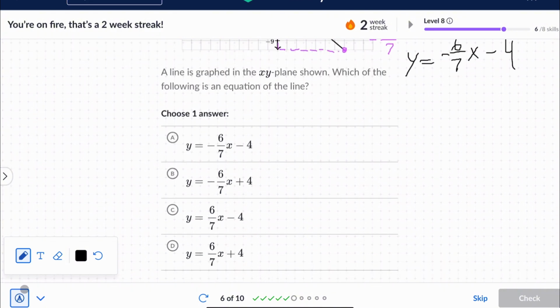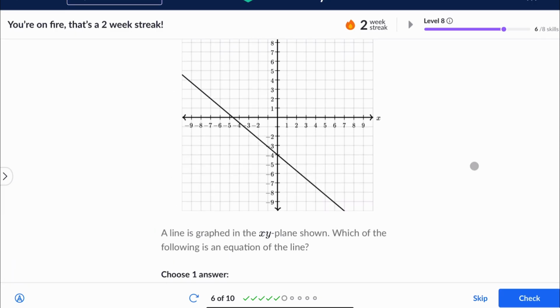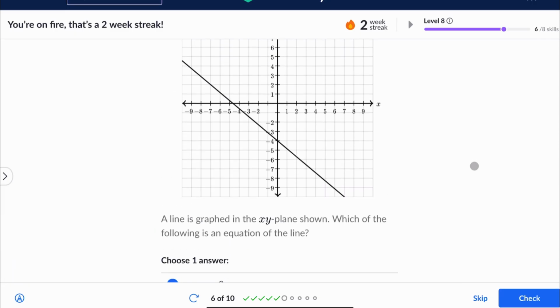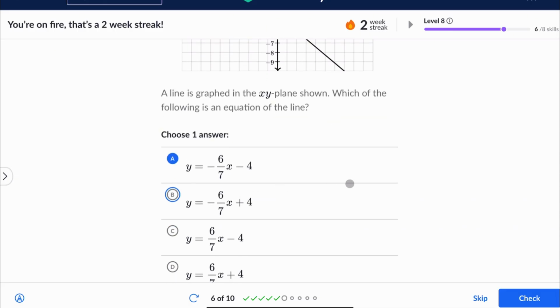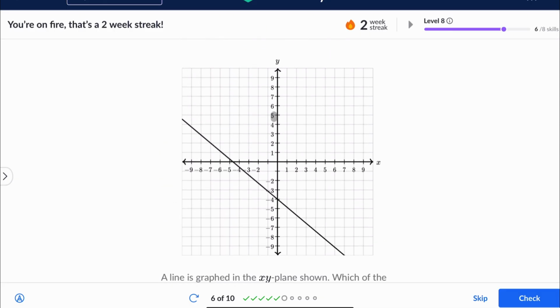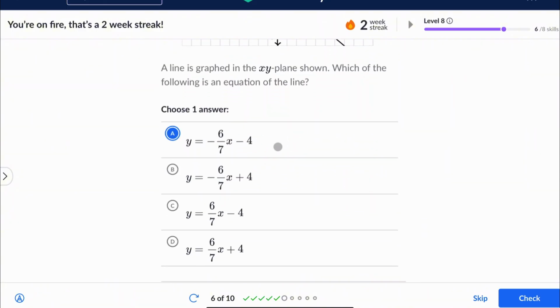That should be A. But of course, when you're doing this, try to do it pretty quick. We know it's not C and it's not D because those show a positive slope, and then we know the y-intercept is not +4 because that +4 would be up here, and then we get A super quick.